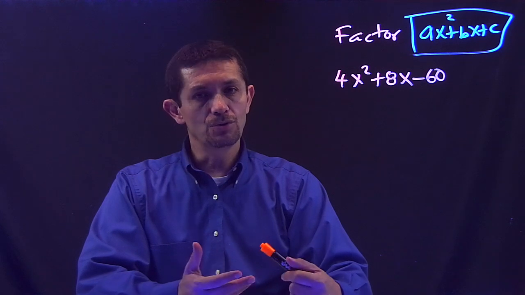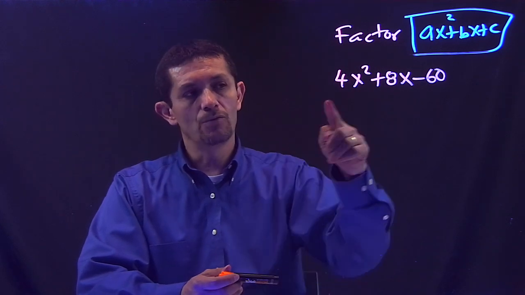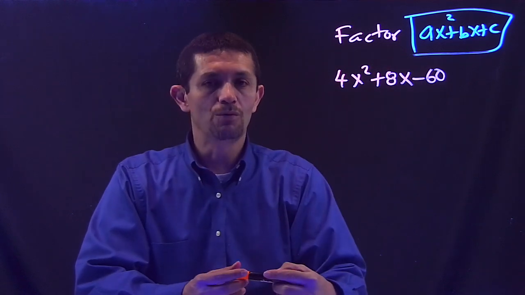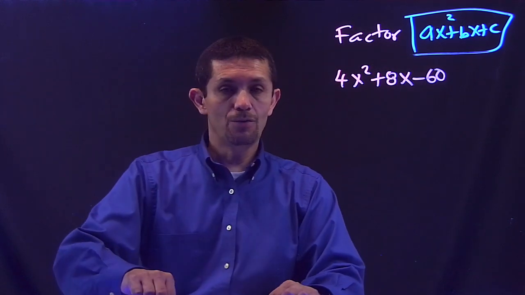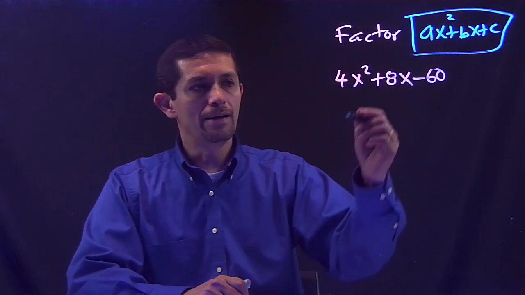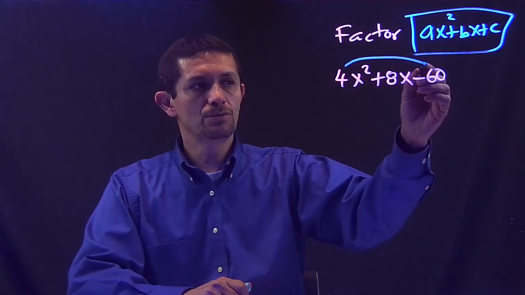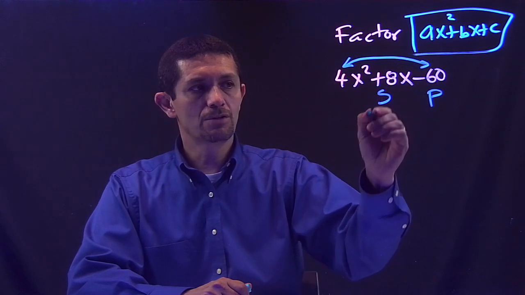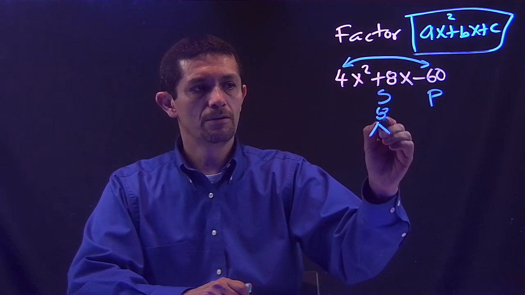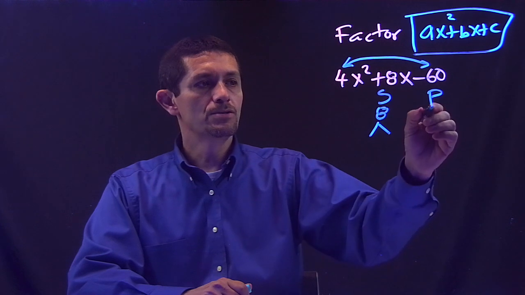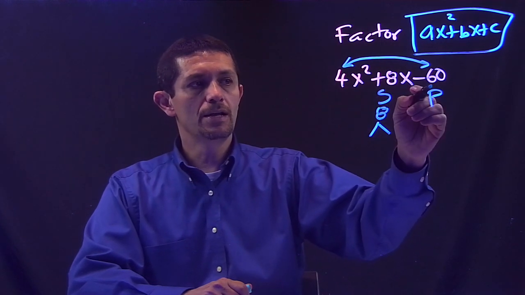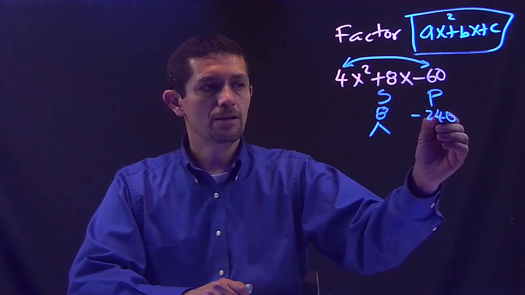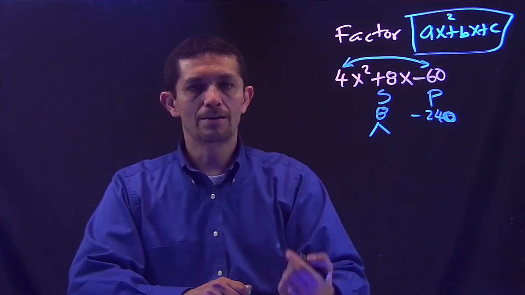But again, to use grouping, I need 4 terms, and I only have 3. I have a trinomial, so I need to turn this trinomial into a polynomial with 4 terms. To do that, my first step will be the following. I need to multiply these 2 numbers, and that's going to be my product. The sum is always going to be the middle value. Okay, that's an 8. So the product is between 4 and negative 60, which is going to give you negative 240. And here lies the bigger problem.